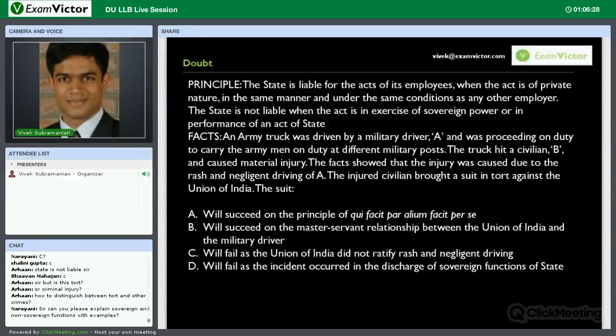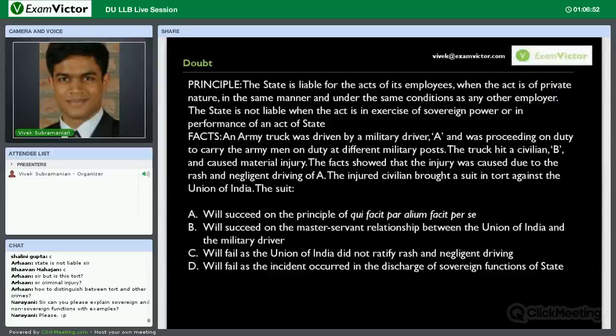Again, the principle says that the state is liable for the acts of its employees when the act is of private nature, in the same manner under the same condition as any other employer. So private nature here means anything which is non-sovereign. The state is not liable when the act is in the exercise of sovereign power or in performance of an act of state.